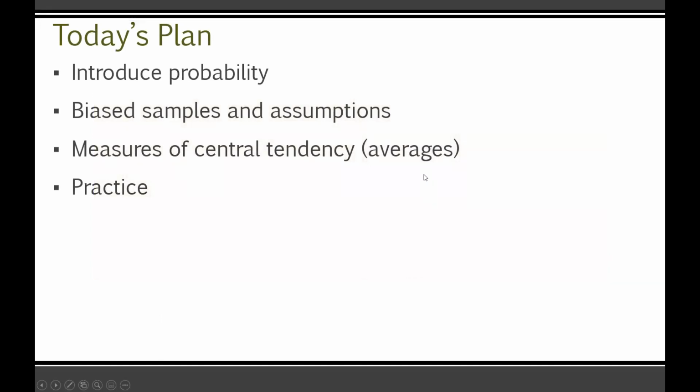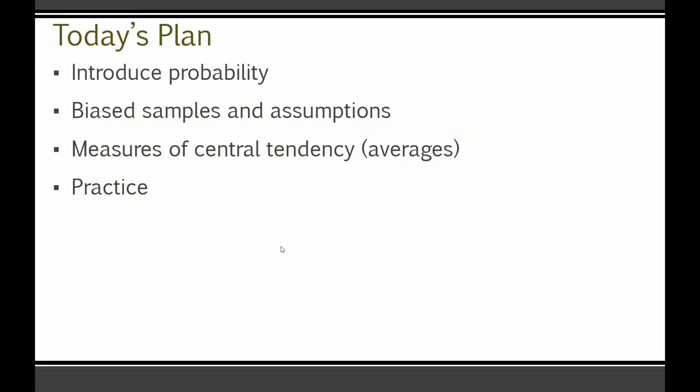We're going to look at biased samples and some assumptions with those biased samples. Then we're going to look at the real main thing today, which is the measures of central tendency. These are three different ways that we can measure the average of something. There's the classic way and there's two other ways. We'll get into that when we get into it. And then, of course, you'll have some practice time today.